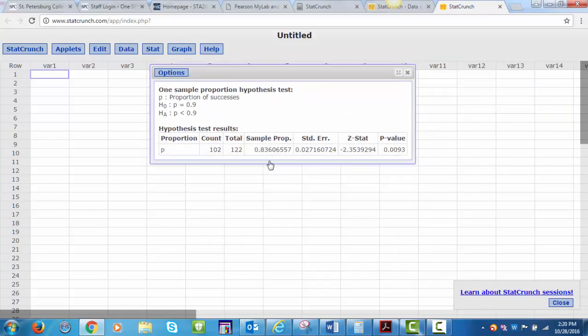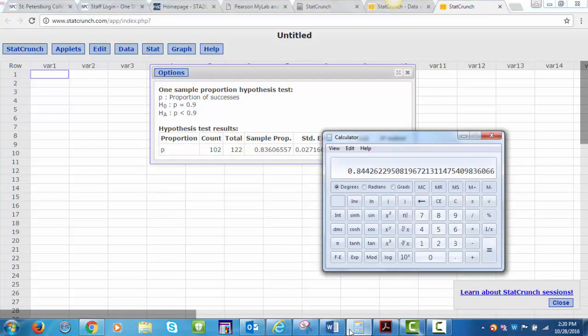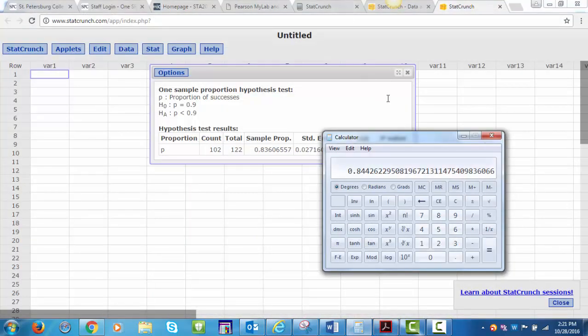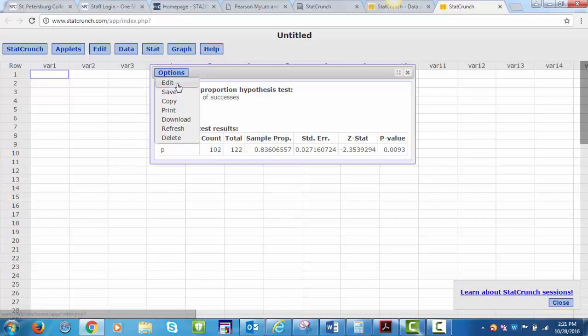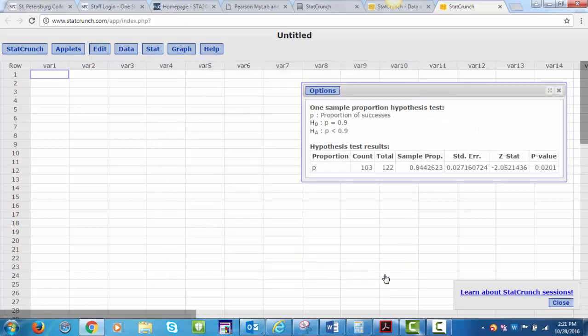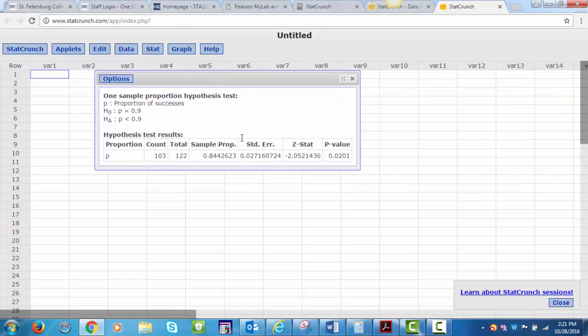So 83.6, it's not what I had over here, wait a minute. Hold on a second. 103 out of 122. Boy, I have my numbers off today. 103. Okay, let's try one more time here. 103. Get the numbers right. There we go, 84.4. Okay, here's my test statistic, negative 2.05, and my p-value is 0.02.